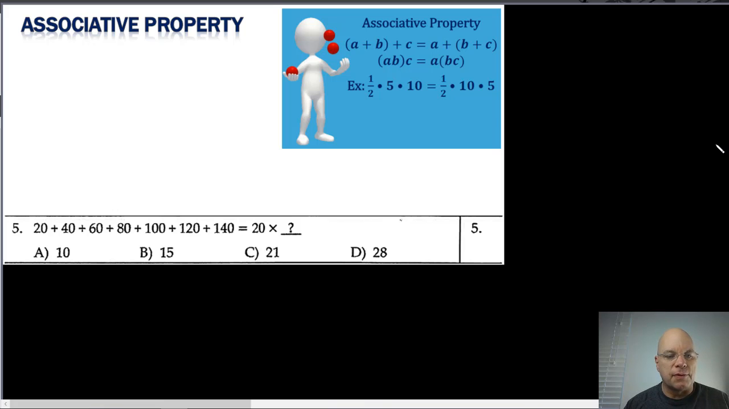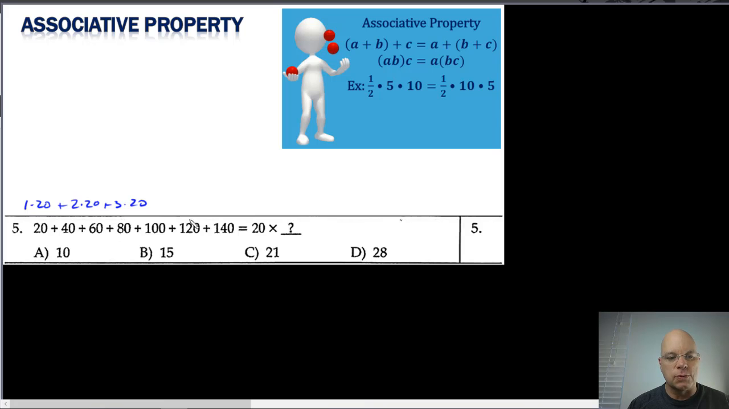This problem, problem number 5, could really involve lots of properties, but the key here is to look at 20 plus 40 plus 60 plus 80 plus 100. All of these terms equal 20 multiplied by what? And so you have to recognize that each of these is a multiple of 20. 20 is 1 20, and 40 is 2 20s, and 60 is 3 20s.